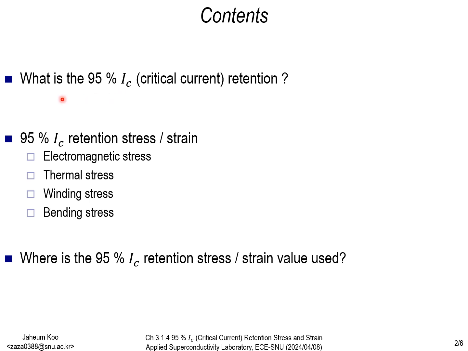Firstly, we will define what 95% critical current retention means in the context of superconducting materials. Secondly, we'll explore the stresses and strains related to 95% critical current retention from electromagnetic, thermal, winding, and banding perspectives. Lastly, we will discuss the method of attaching 95% critical current retention phenomenon, highlighting where and why this property is crucial.